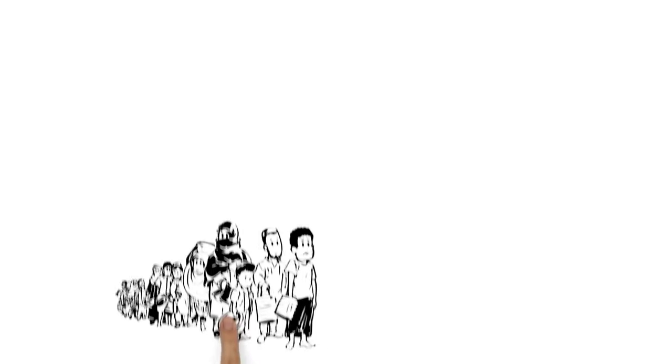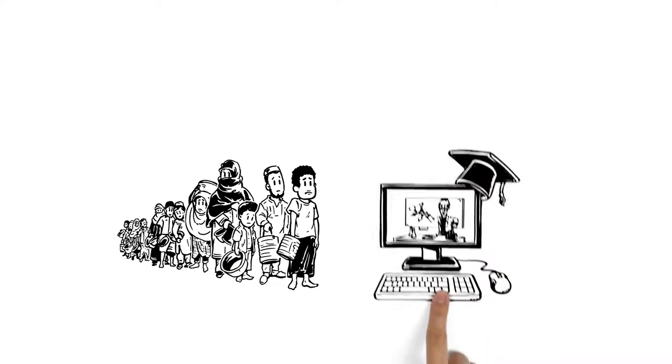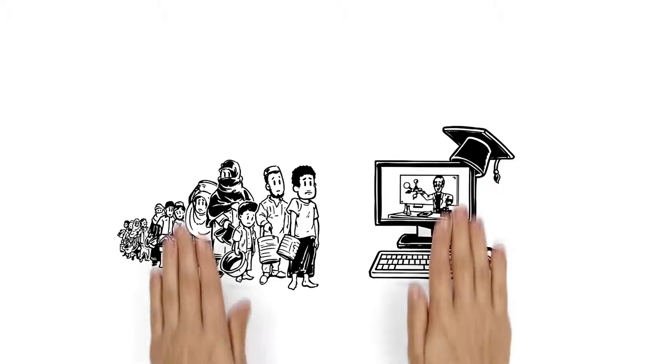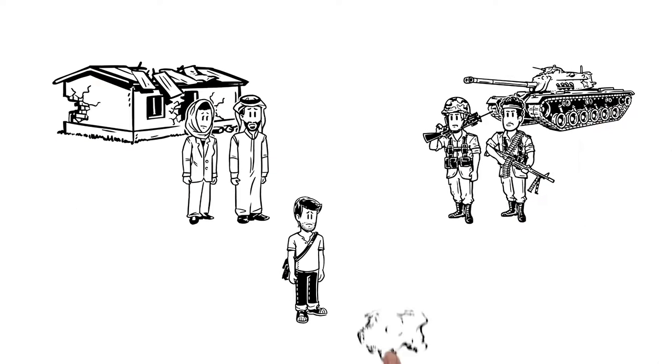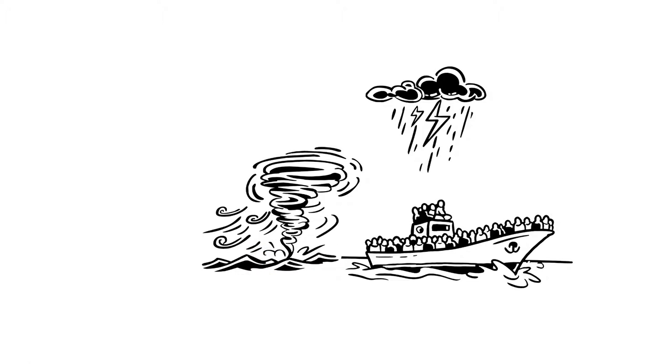We explain how refugees can be integrated through online education. This is Anas. He has to leave his home and family behind because his life is in danger. He spends his life savings and goes through a very hard journey to seek safety in another country.